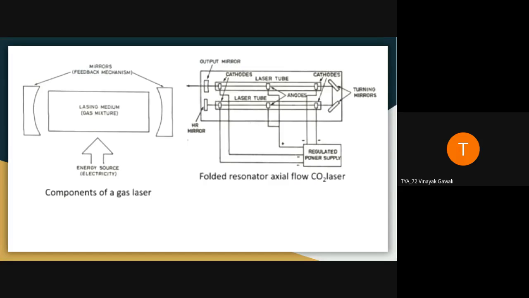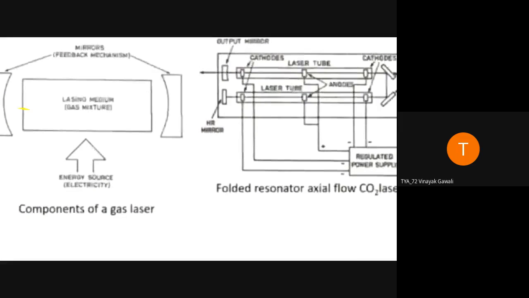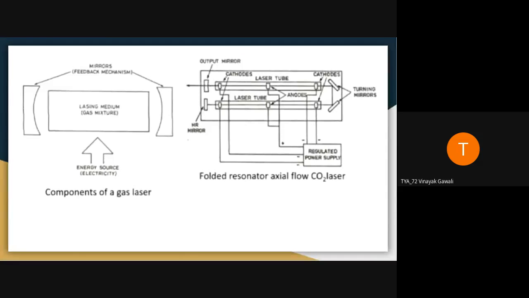There is a feedback mechanism which is used here, you can see the curvature part. Here I have used mirrors, because we want more and more photons now. So here you can see the feedback mechanism, that is the mirror, which is used for the feedback mechanism.